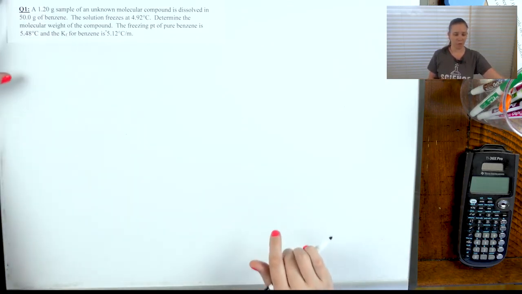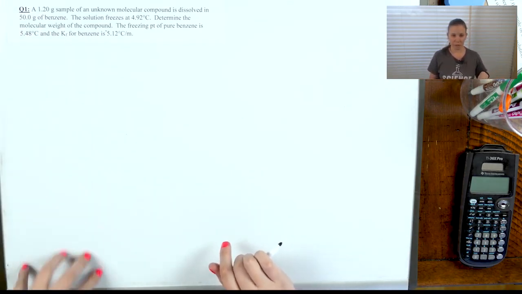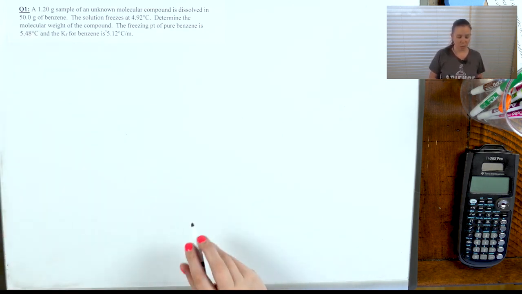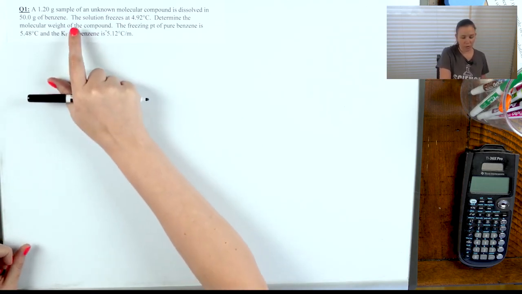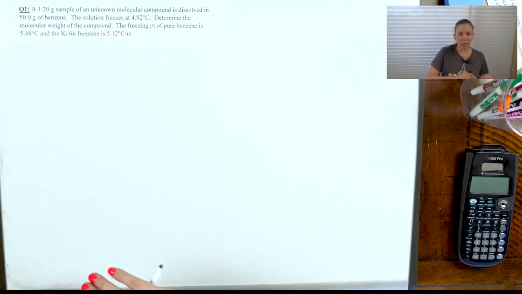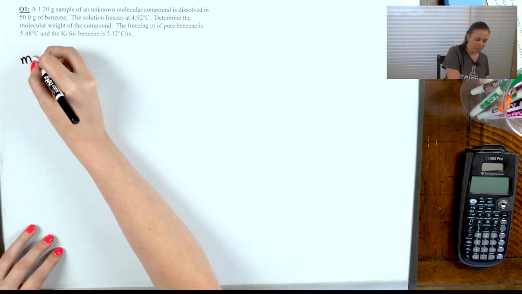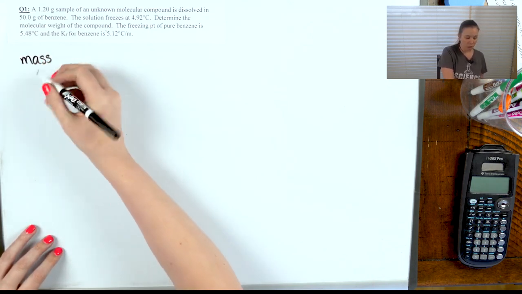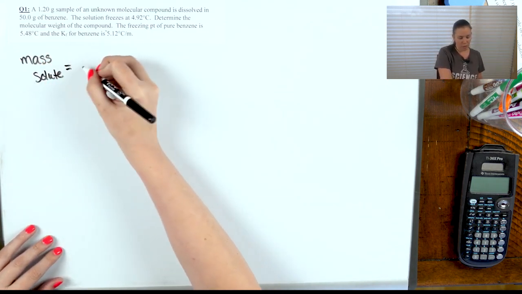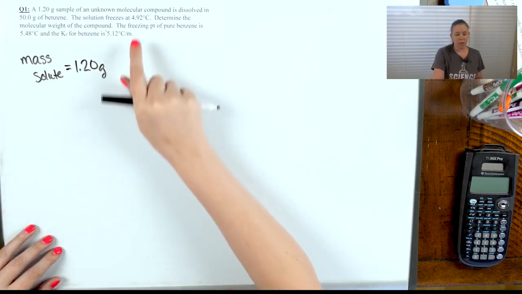The first thing that I usually do with word problems is break them down so they're not word problems. So I'm going to start by making a list of variables here on the side. The first number I come to is that I have a 1.2 gram sample of an unknown molecular compound dissolved into something else. That would make that my solute. So I have the mass, since it's in grams, of the solute. And that's going to be the 1.20 grams.